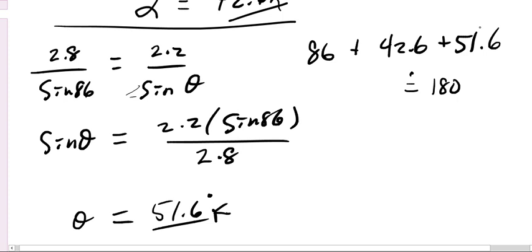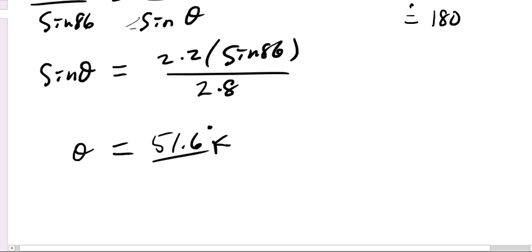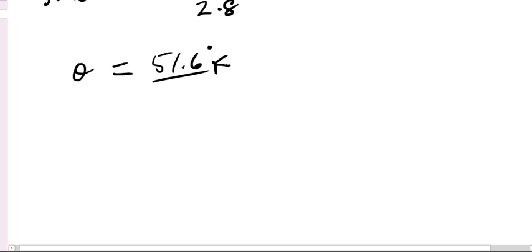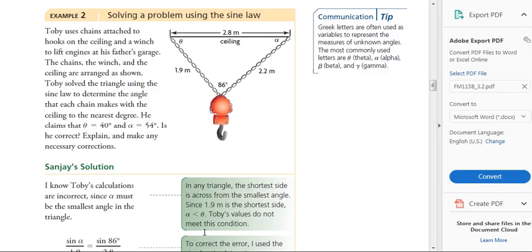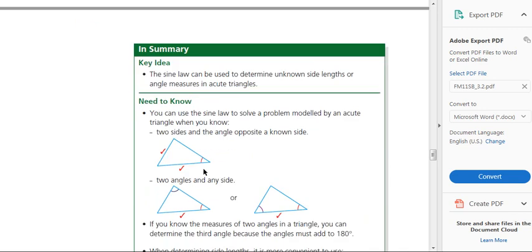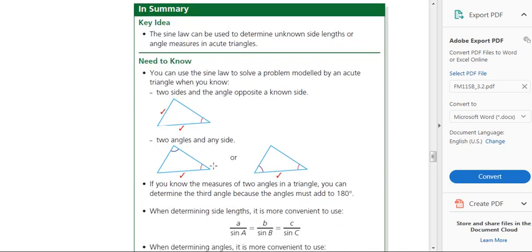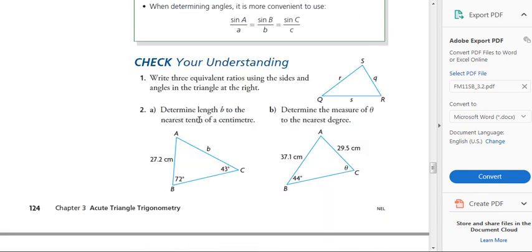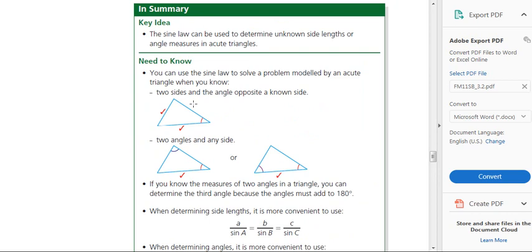Okay, questions? Any questions? No? You think you're ready for your assignment? While I get your assignment ready, please look at the summary on page 124.